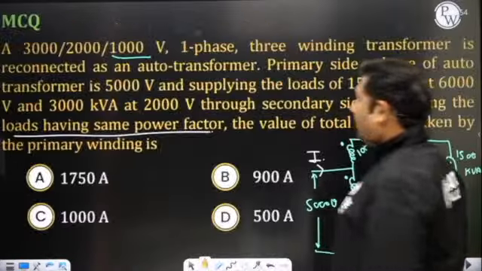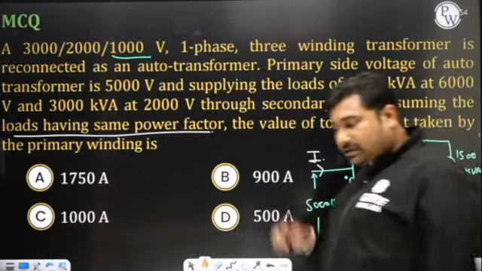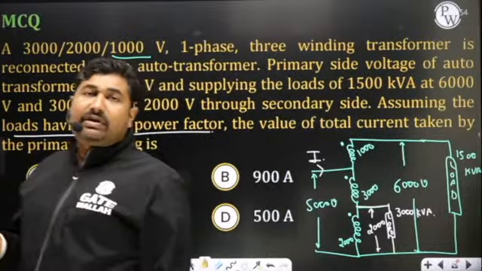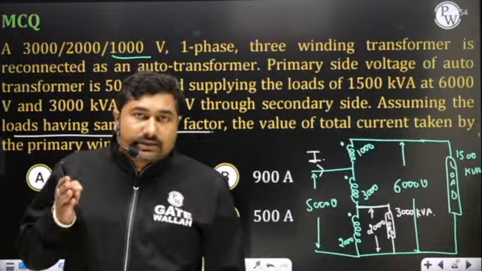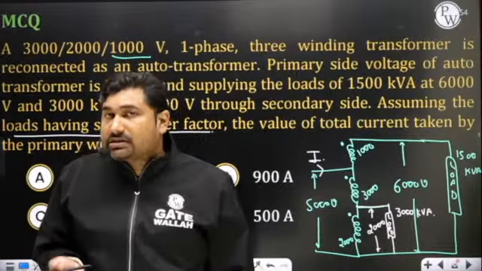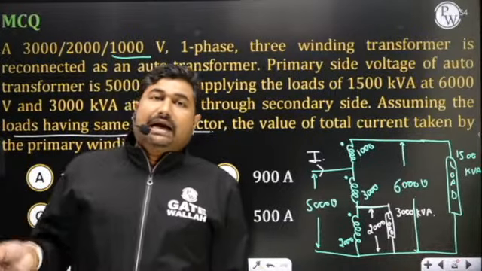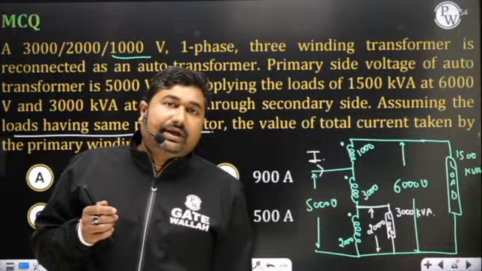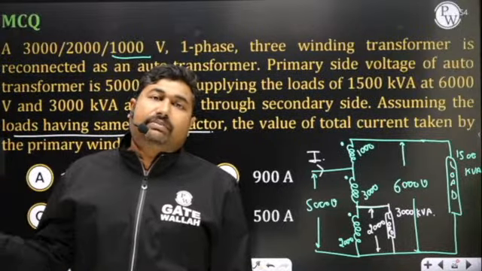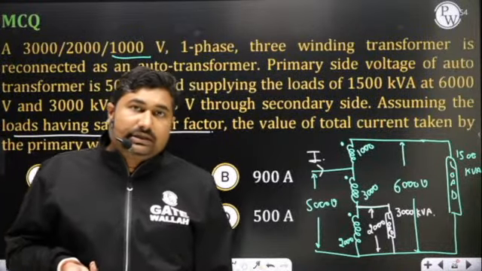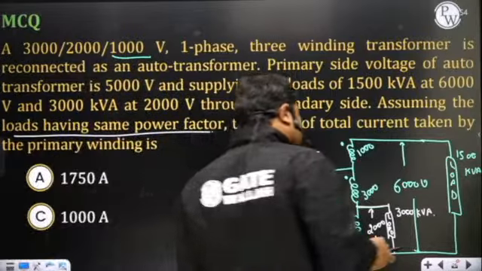Why, sir? Because it is not given that this transformer will have any drop, any resistance, any reactance, any power loss. It means whatever active or reactive power is delivered to the load, the same active or reactive power is supplied from the source. Is it okay? Yes, sir. It's an ideal transformer now.